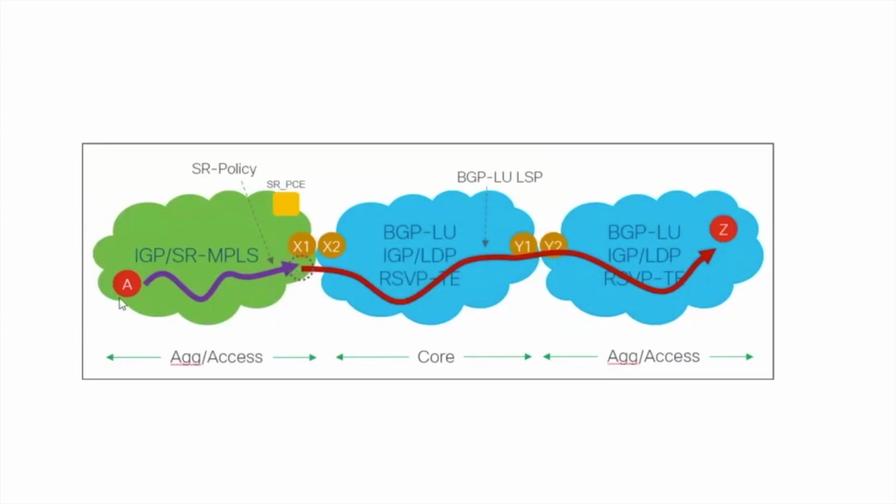So the idea is to make the SR-PCE smart enough to return a label stack to A that will lead the traffic to the ASBR, and the innermost label on the SR policy will be one that will allow the cross-connect to be made onto a BGP-LU LSP.